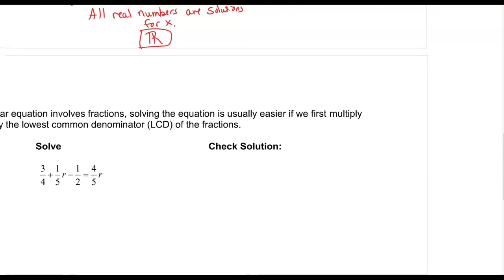Now, if you ever get to a solution where it's like 3 is equal to 5, or they're 2 separate numbers that are not true, notice I didn't put a variable in there, right? That's no solution. Are you guys with me on that? So you can get no solutions as well. All right, let's look at the next one.